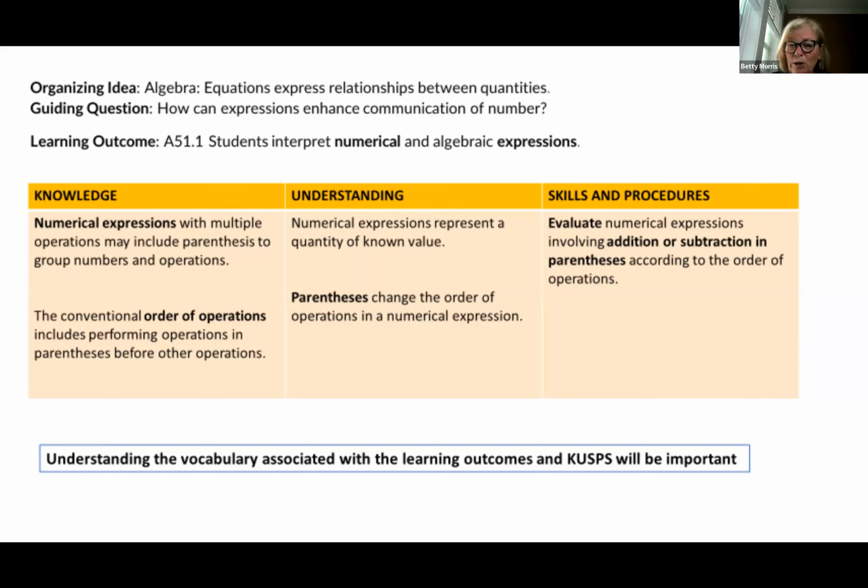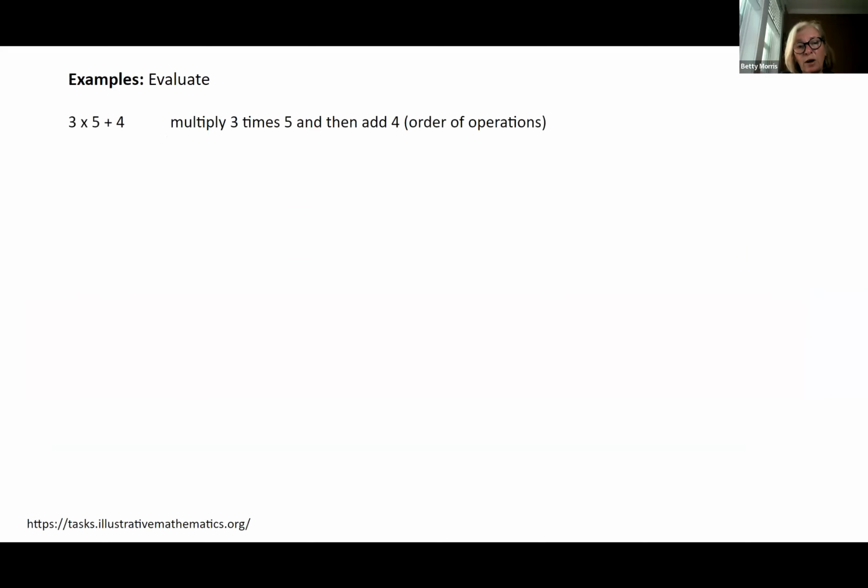So now what we're going to do is look at the parentheses. And again, you can see the skills and procedures. They're going to evaluate these expressions. Just a really nice next step from grade 4, but in the parentheses, it's only going to be addition and subtraction. And again, I'm only going to show you a few examples. So there we have, this one is just 3 × 5 + 4. This is the regular from grade 4. So it's 3 × 5, which you do multiplication first, left to right. Then you add 4.